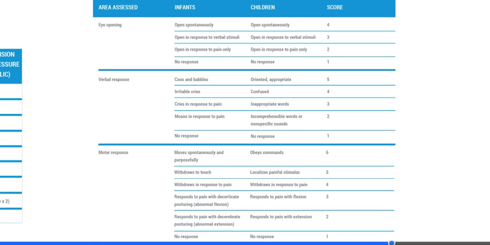This is a table of Glasgow's Coma Scale for infants and children. Once again, feel free to pause it here to take a look at it.